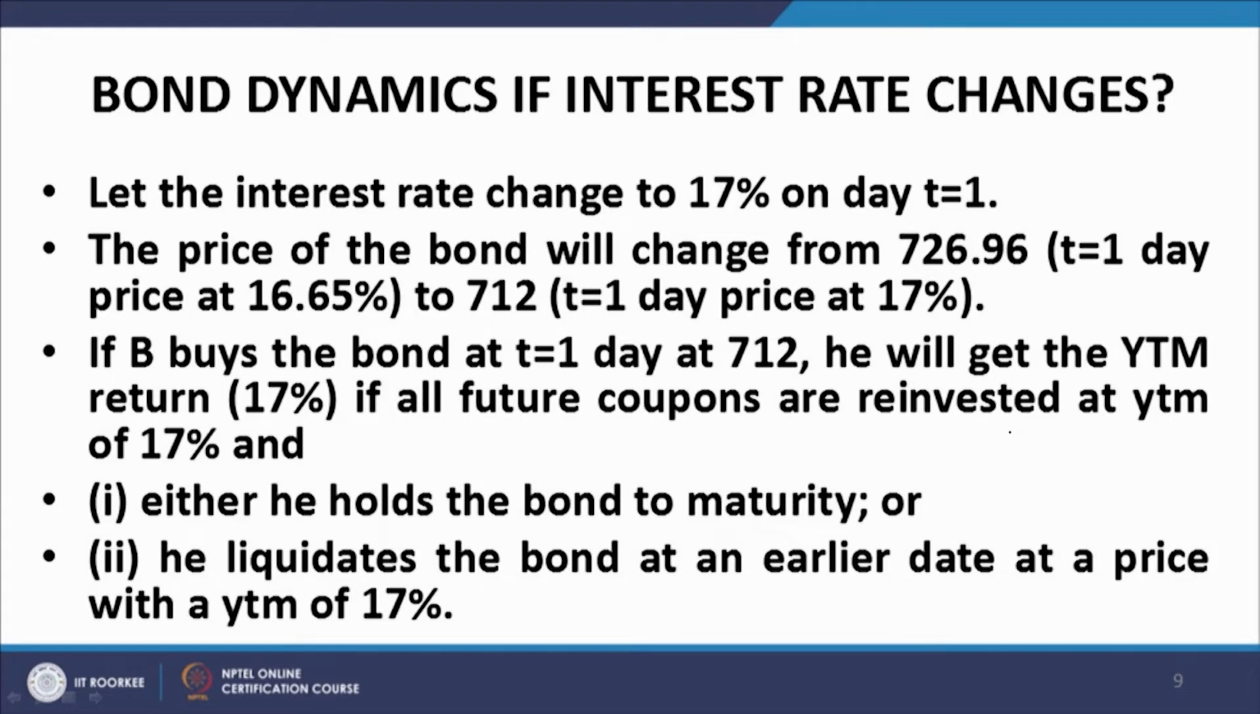So, there is a fall in price corresponding to an increase in interest rate from 16.65% to 17%. The price has changed from 726.96 to 712. If B buys the bond at t equal to 1 day at 712, that is after the interest rate change, he will get the YTM of 17%, if all future coupons are reinvested at the rate of 17%, and either he holds the bond to maturity, or he liquidates the bond at a price calculated at a YTM of 17%, as was the case in A's holding.